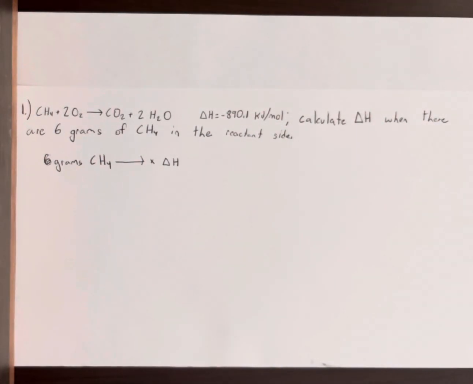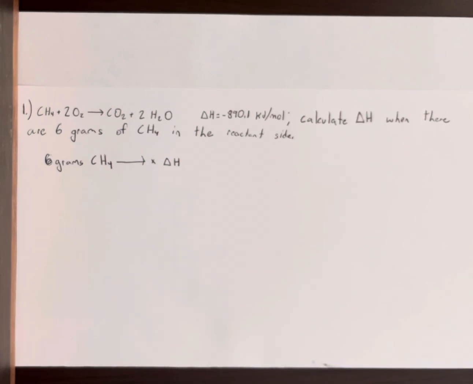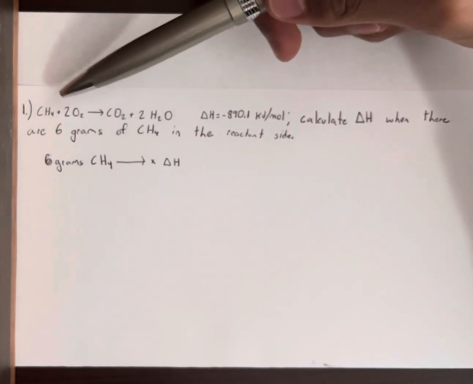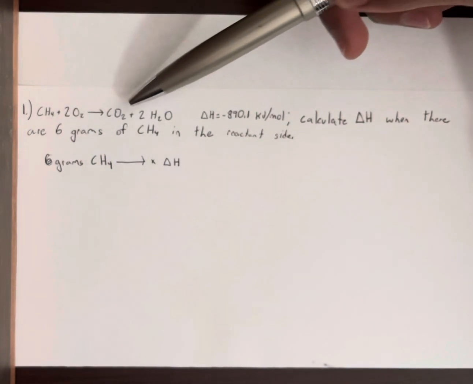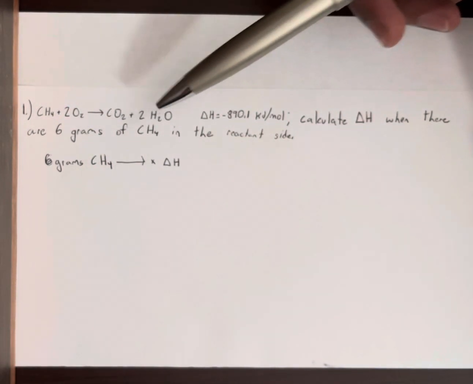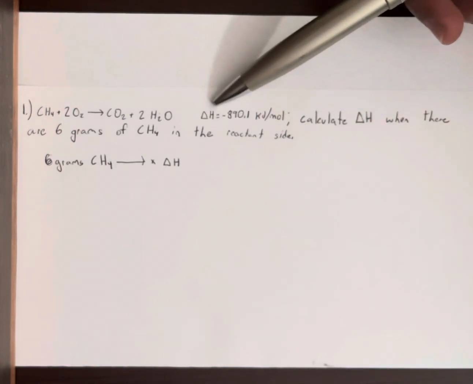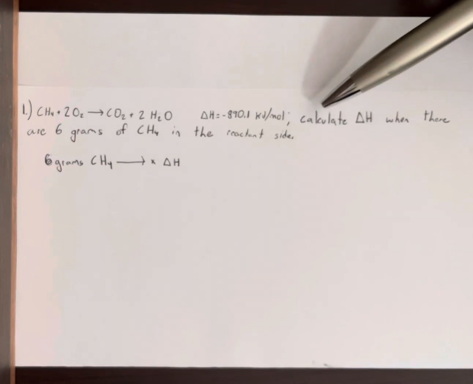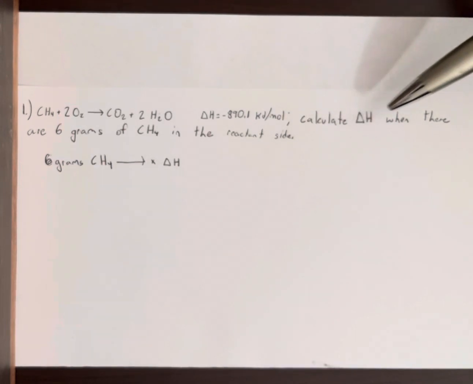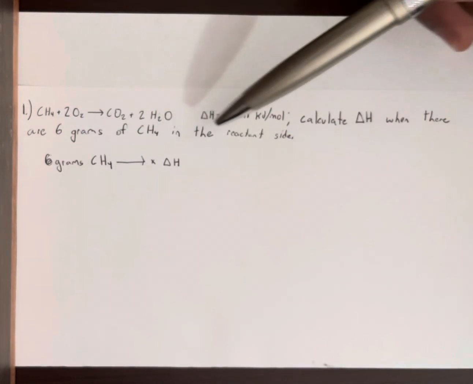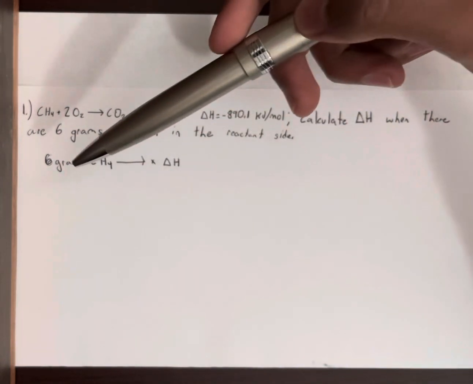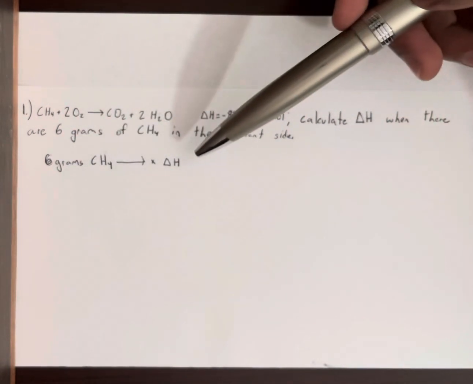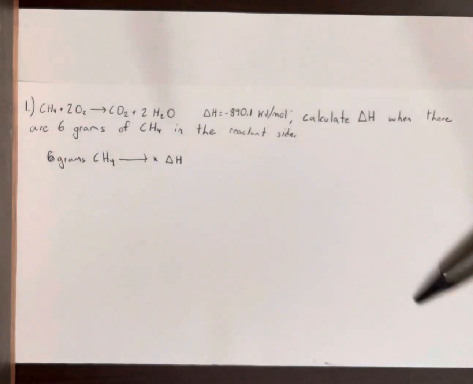Hi, today I'll be talking about using stoichiometry in order to determine delta H. The problem we have right now is CH4 plus 2O2 makes CO2 and 2H2O. For this, the enthalpy, or delta H, is negative 890.1 kilojoules per mole. Our purpose is to calculate delta H when there are 6 grams of CH4 on the reactant side. So we have to use 6 grams of CH4 in order to convert to the X amount of delta H.